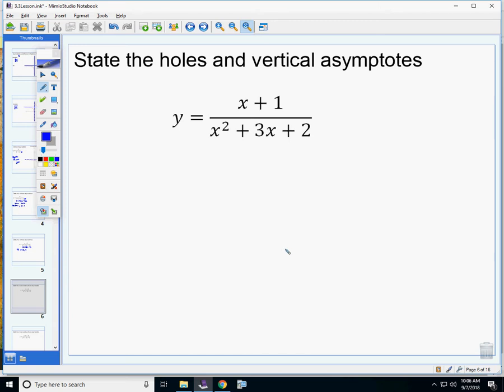Alright, here's another example with finding vertical asymptote. This time you'll notice that there will be a hole. When we factor the bottom, we said it was x plus 2 and x plus 1. But this time notice that x plus 1 on the top and x plus 1 on the bottom, these can cancel each other.